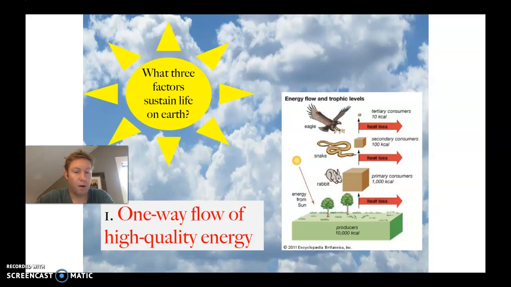Number one is going to be the one-way flow of high quality energy. We're going to talk a little bit about energy in this class, but this means that the sun's energy is flowing and hitting the earth, and from the sun's energy we get basically all of the energy on earth for the most part, not totally, but there's some chemosynthetic organisms. But the sun's energy will allow plants to live, animals eat the plants, animals eat other animals, so that flow of energy from the sun is what allows life to exist on Earth.